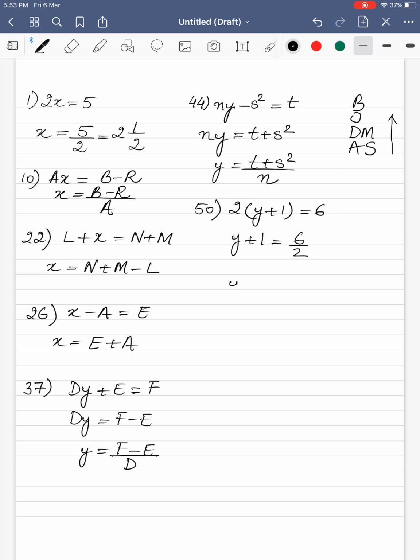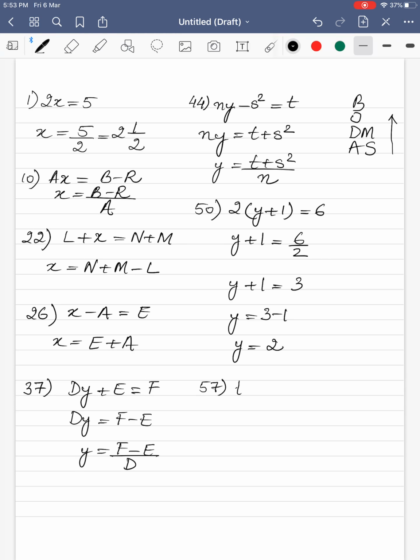So I have y plus 1 is equal to 3, and now the plus 1 goes to the other side and becomes minus 1, 3 minus 1. Therefore y is equal to 2 is our final answer. Let's try question number 57.